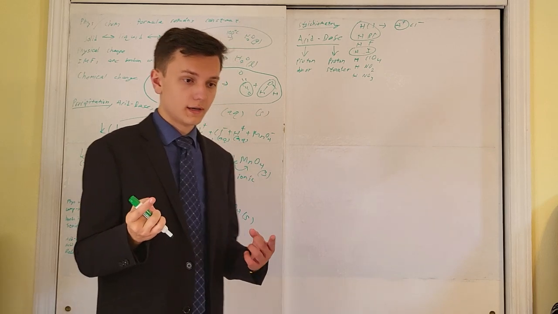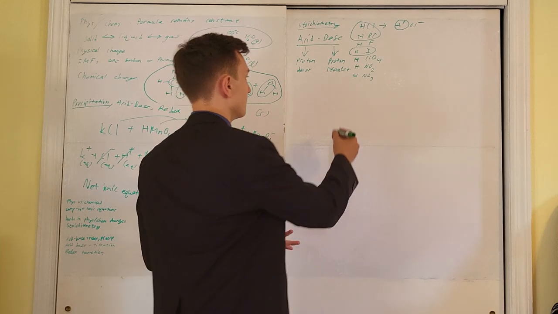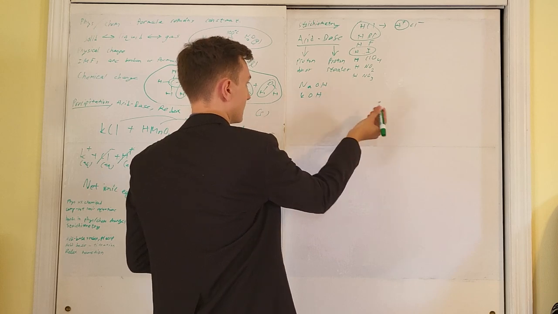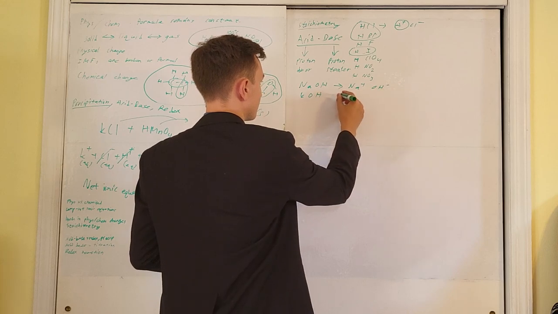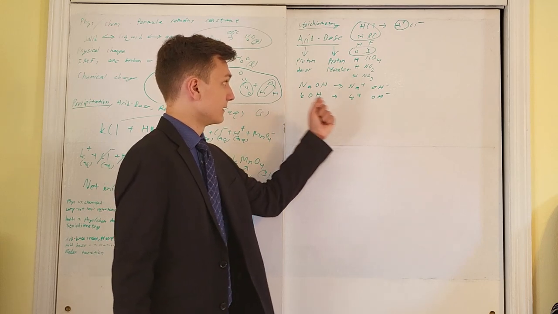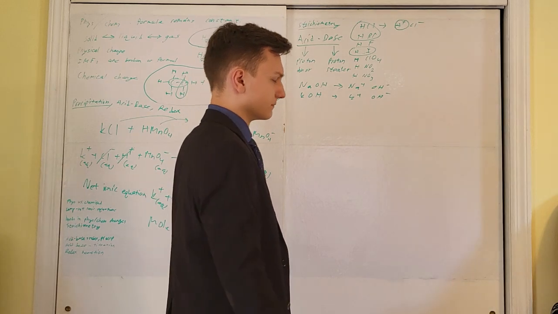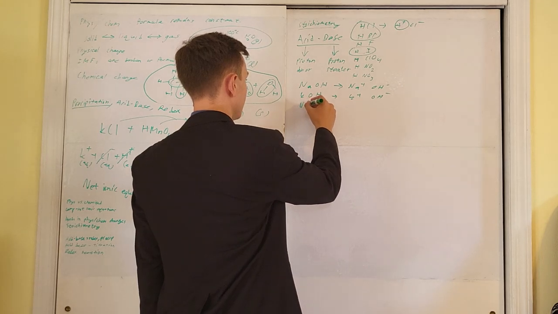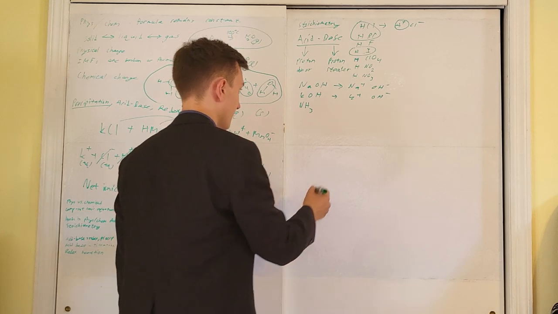A base, for one, is any ionic compound that features an OH, the most common being stuff like NaOH or KOH, such that in solution they dissociate into Na+ and OH-, and K+ and OH-. So any ionic compound that features an OH is automatically a base. Another type of weak base is NH3.